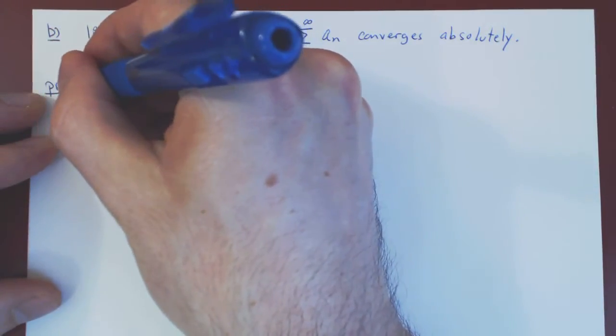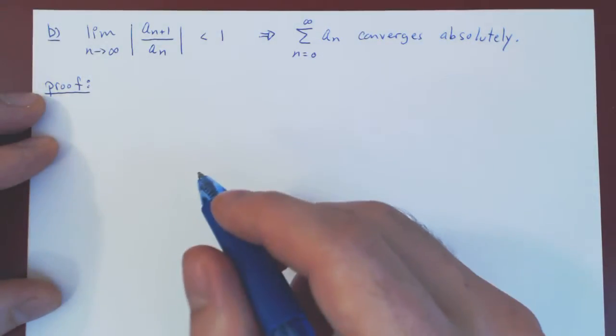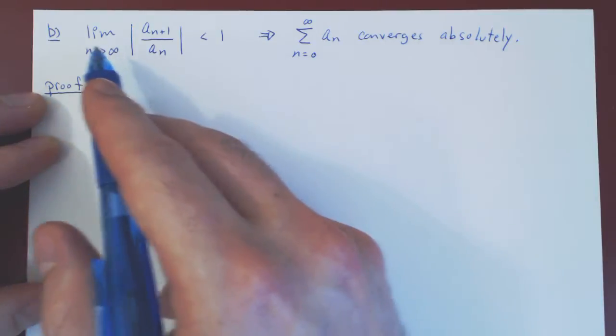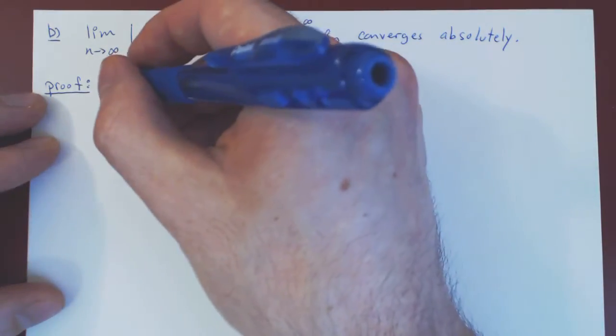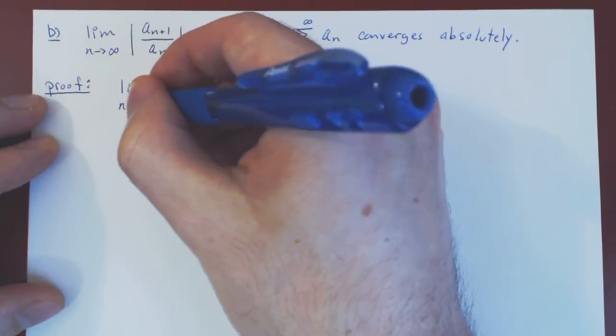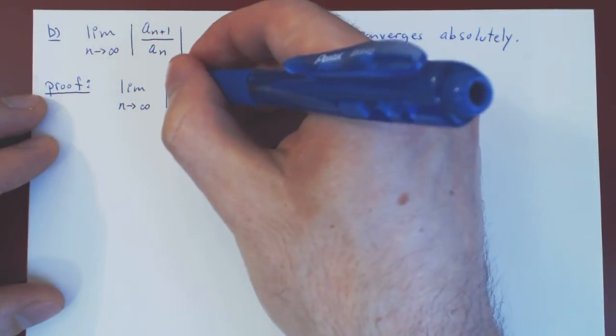And the idea of the proof is remarkably similar to the idea that we used in proving part A. So the limit is less than 1, so the limit is equal to k, where k is some real number that is strictly less than 1. This is our assumption.